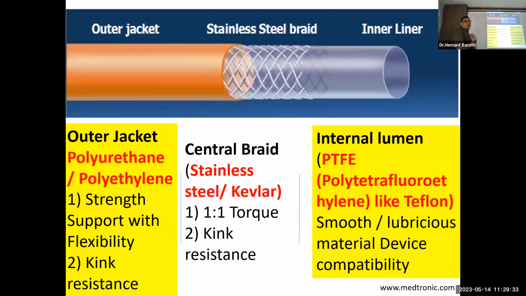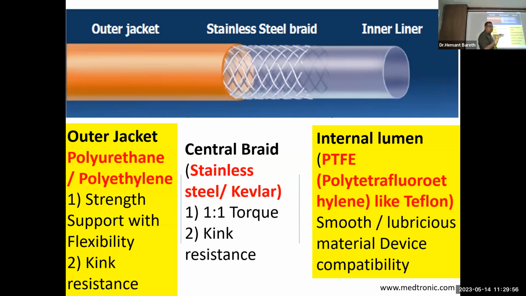So coming to three parts. I told you three parts are there in the guiding catheter, unlike a diagnostic catheter, where there are only two parts. So why three parts? There is one outermost jacket, and there is one stainless steel layer. As you said rightly, we need something to support the catheter because you have to pass a lot of things.